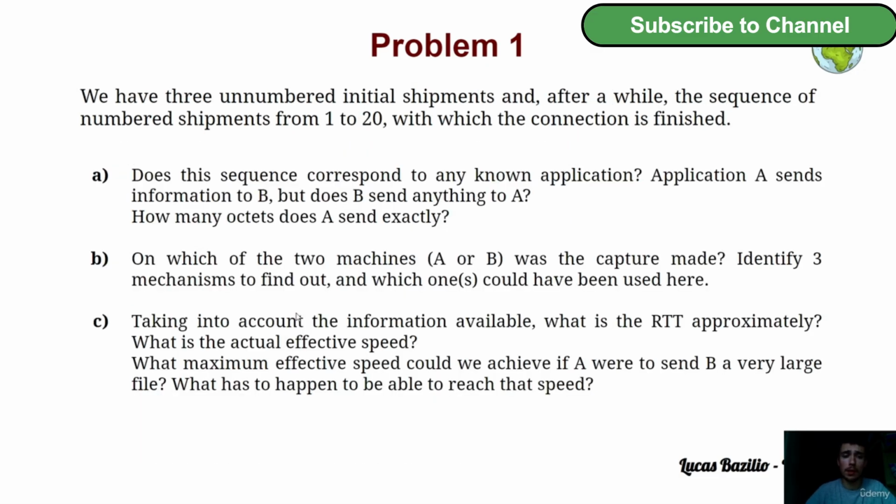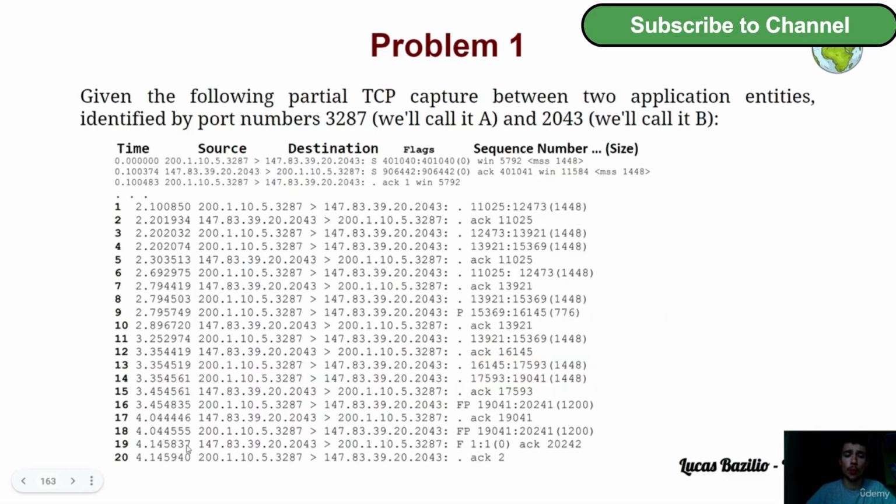So now, coming back to the question: application A sends information to B, but does application B send any information to application A? To answer this question, we need to look at the last acknowledgement that application A sends to application B. Because in that acknowledgement, we will have a value, and this value is going to tell us how many bytes of data were sent.